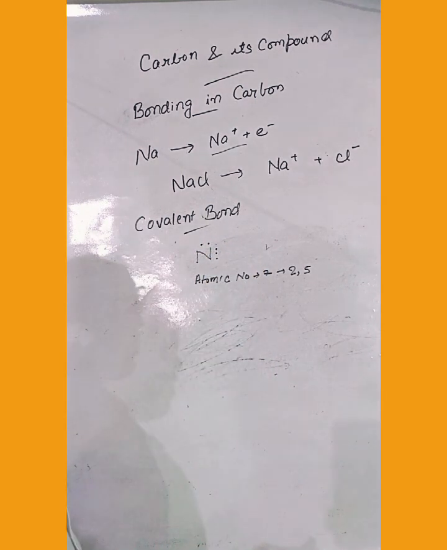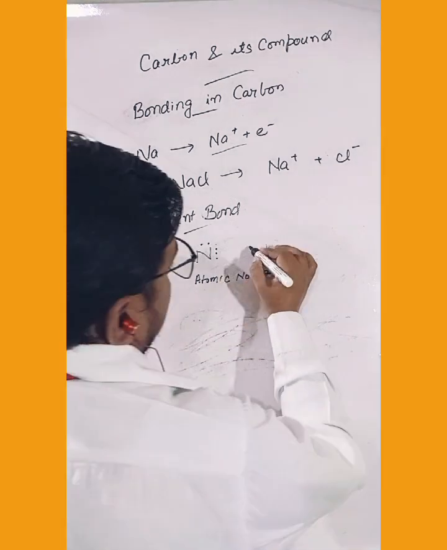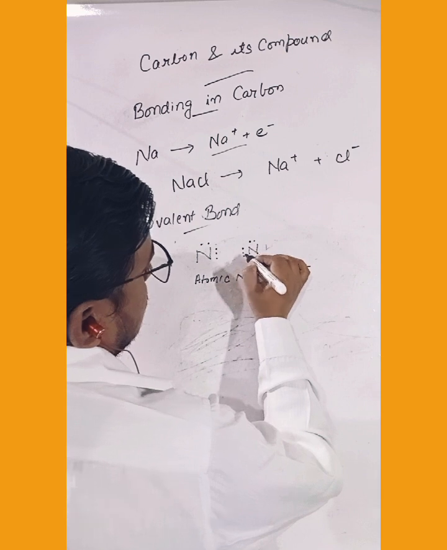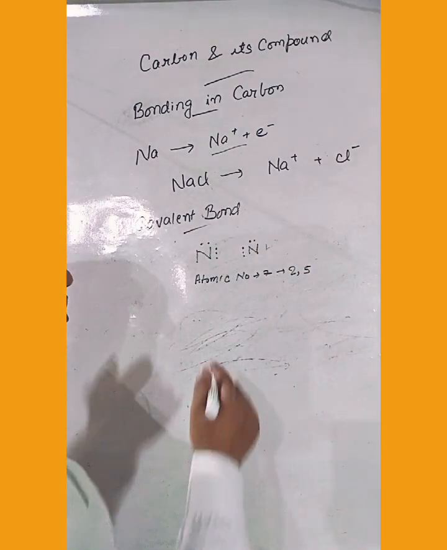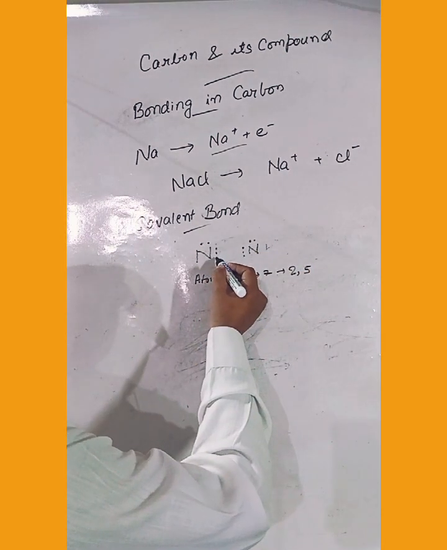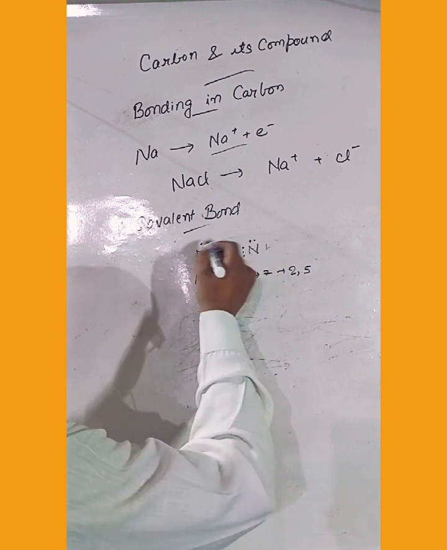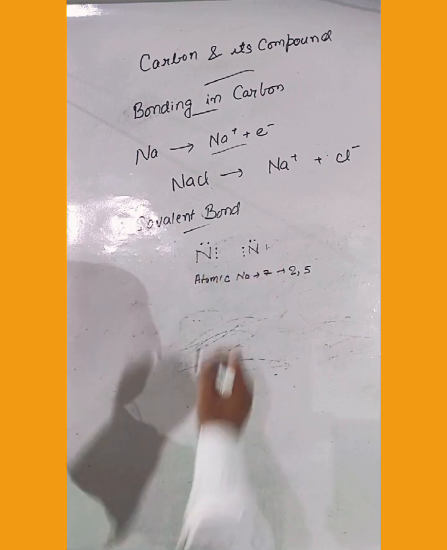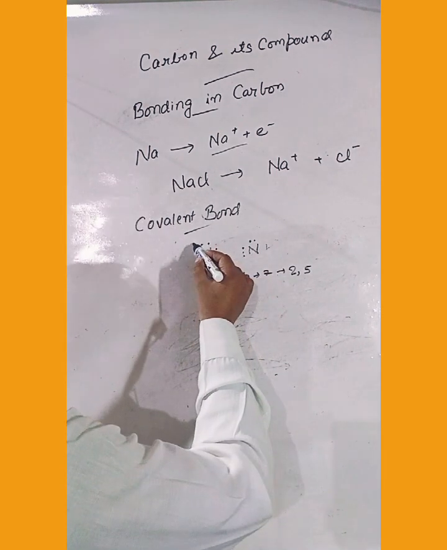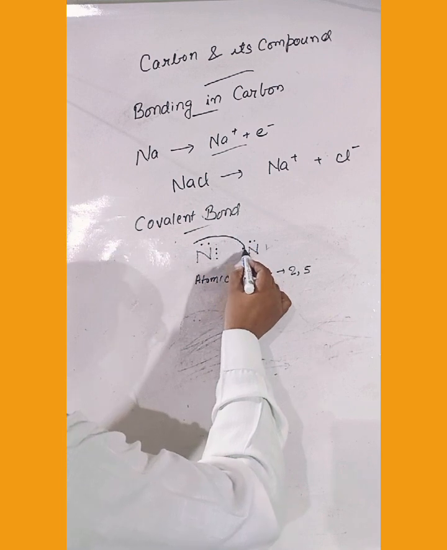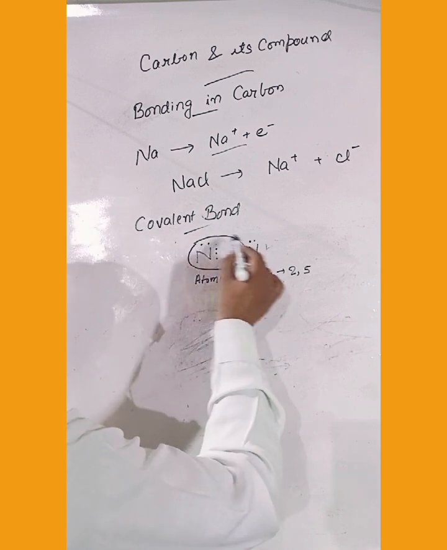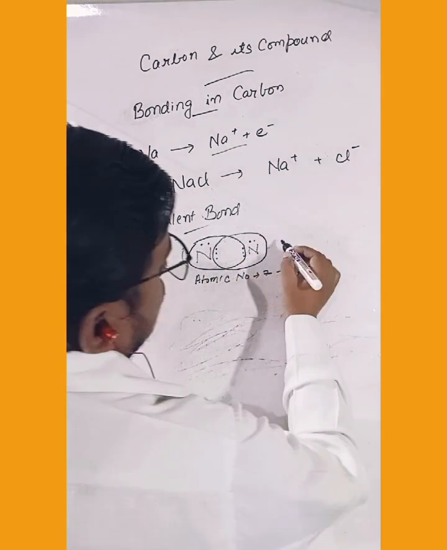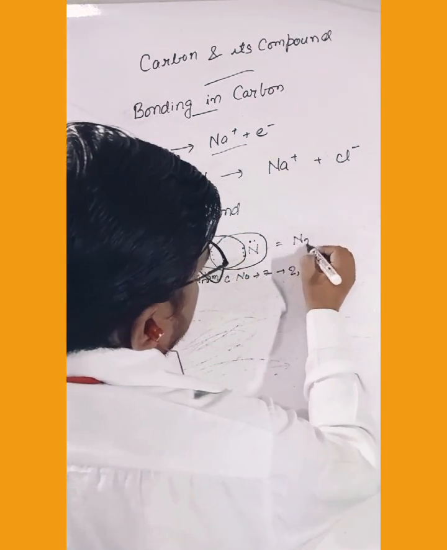So it has to form a bond with another nitrogen atom, which is also going to have 5 electrons. So there would be a sharing. It has 3 electrons and 5 electrons. This first nitrogen is going to share with the second nitrogen, and they are going to form a bond to complete their octet. So the compound would be N2.